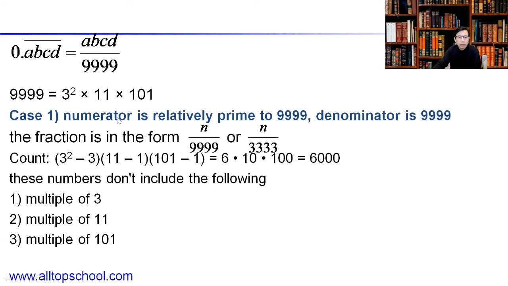So if the numerator is a multiple of 101, the denominator can only include the rest of it, which is 99. But this one already is larger than 99. So in the third case, certainly, we won't be able to find anything. We're going to go into detail after this.